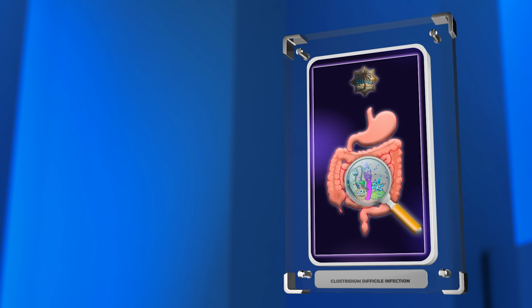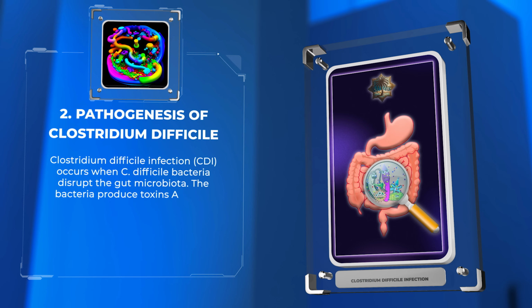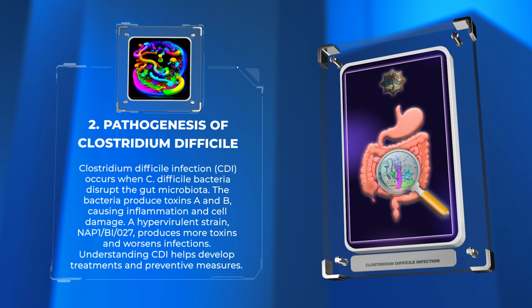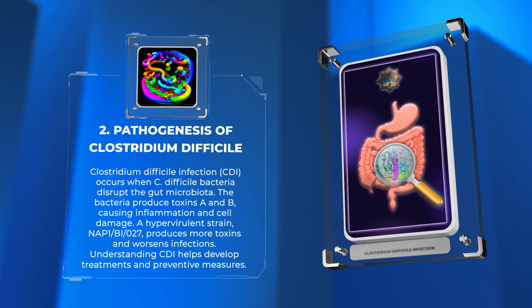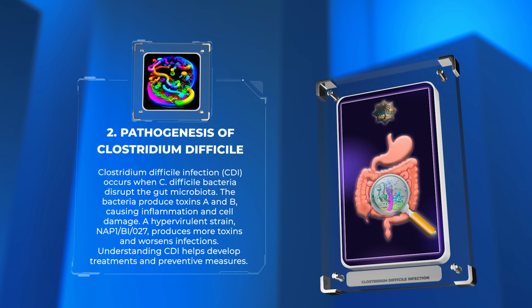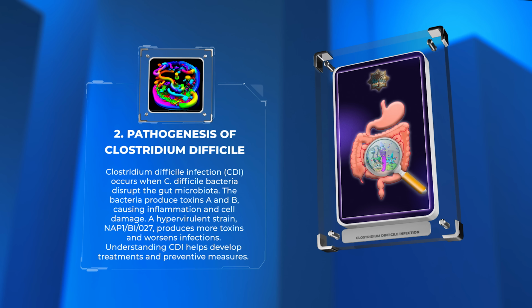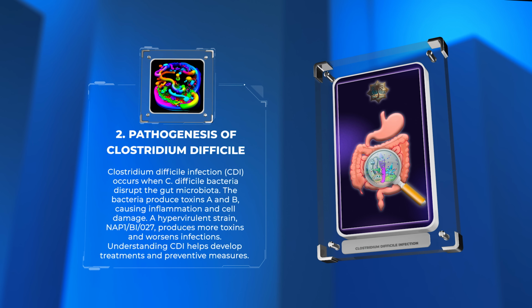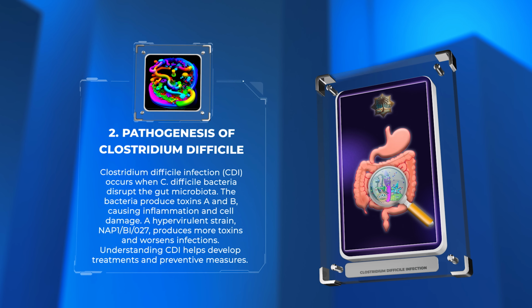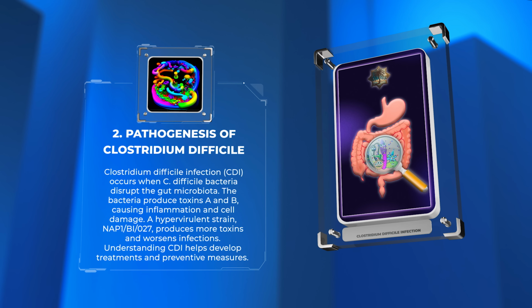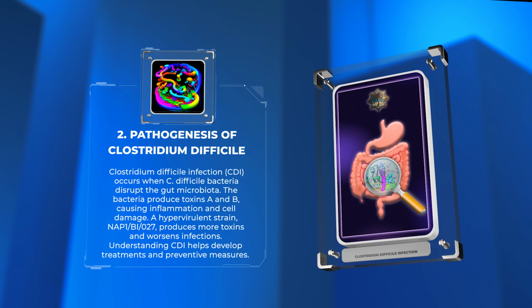Clostridium difficile infection, CDI, occurs when C. difficile bacteria disrupt the gut microbiota. The bacteria produce toxins A and B, causing inflammation and cell damage. A hypervirulent strain, NAP1/BI/027, produces more toxins and worsens infections. Understanding CDI helps develop treatments and preventive measures.